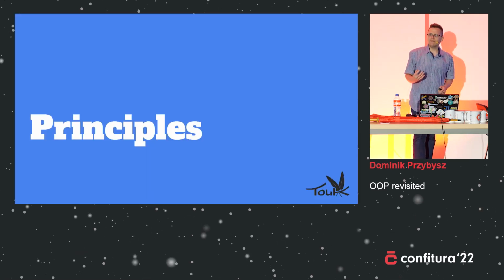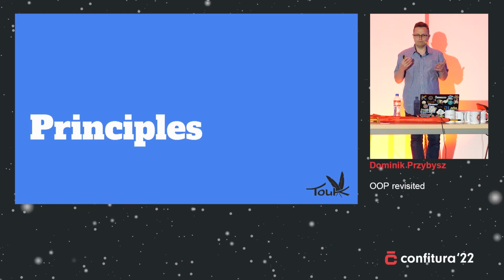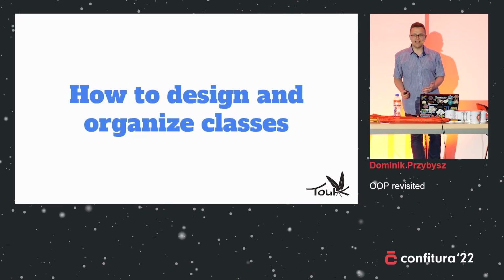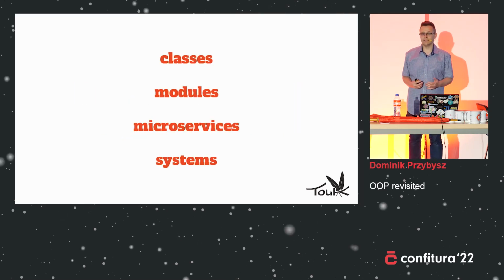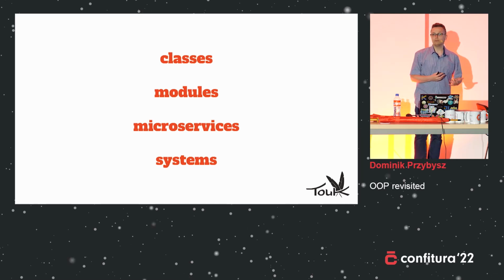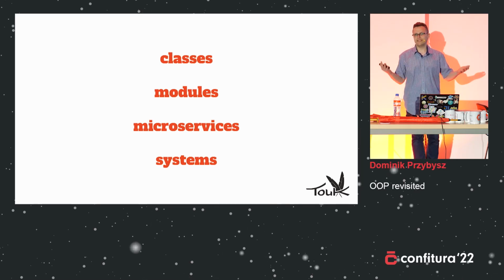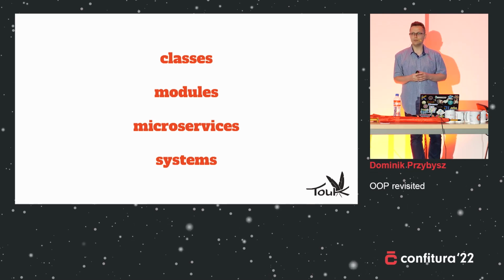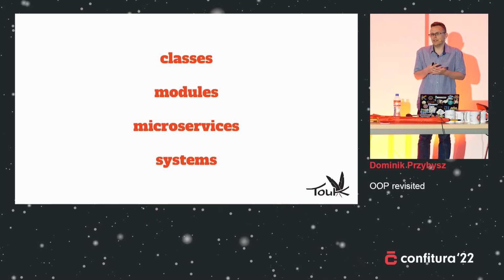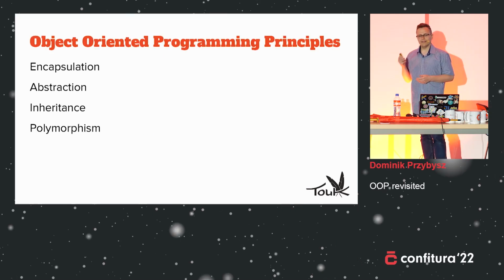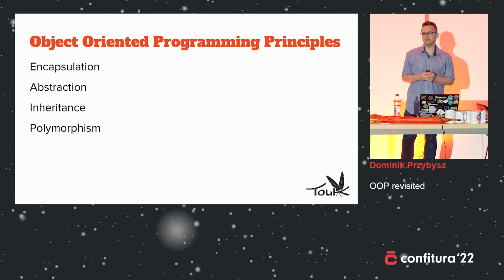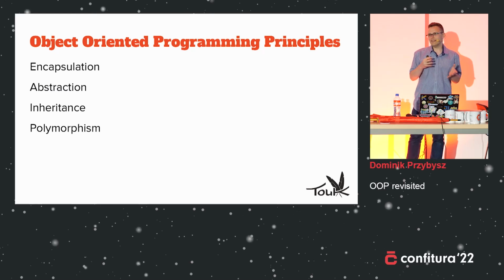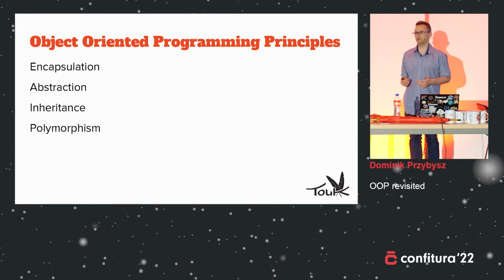But we also have some principles which are really helpful to design and organize classes in our systems. And it doesn't work only on the level of classes. It also works on the level of designing modules, microservices, even big systems, and especially modeling the things inside and the communication between the things that we have in our systems. In terms of those principles, we have four basic principles, and you have seen them on the slides. Those principles will be the guides for today's presentation.